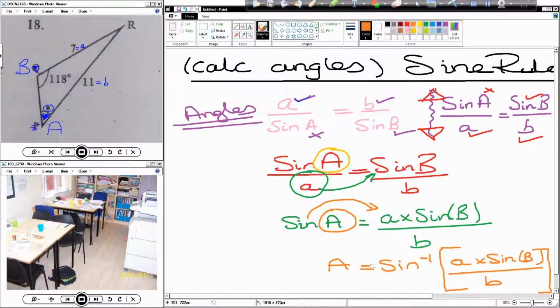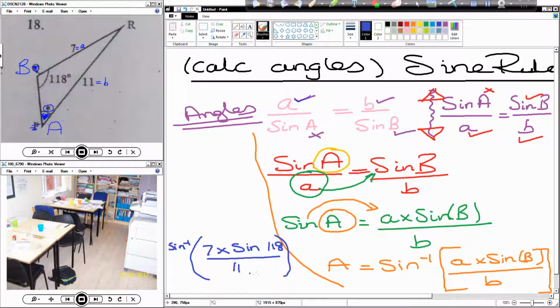Now we need to put the values in. We're running out of space on the right hand side, so I'm just going to copy the question across and start putting the numbers in. So we have sine to the minus 1 of A times by sine B. What was little a? 7. Times by the sine of angle B. Angle B is 118. Over the little b, which is 11.